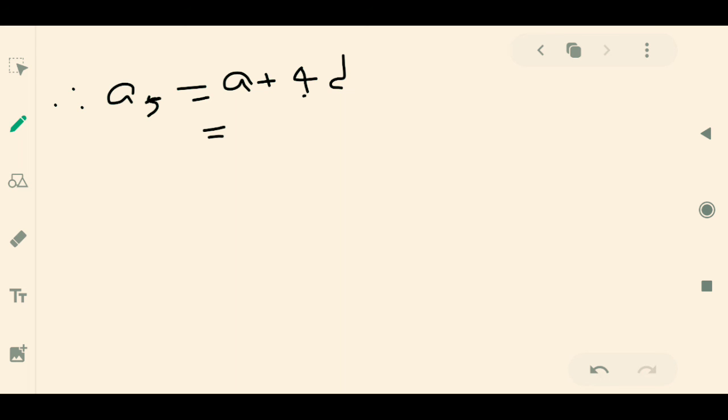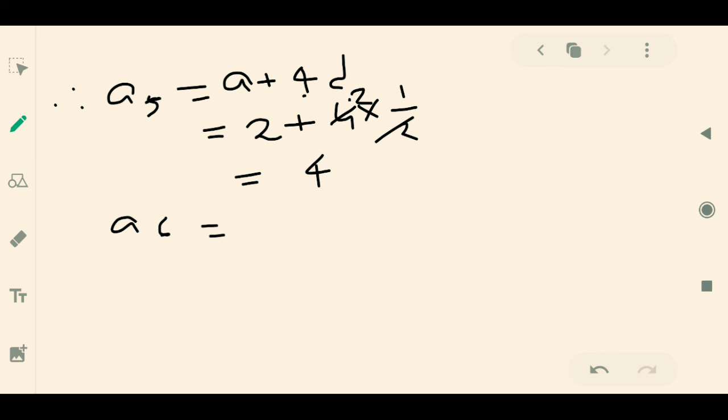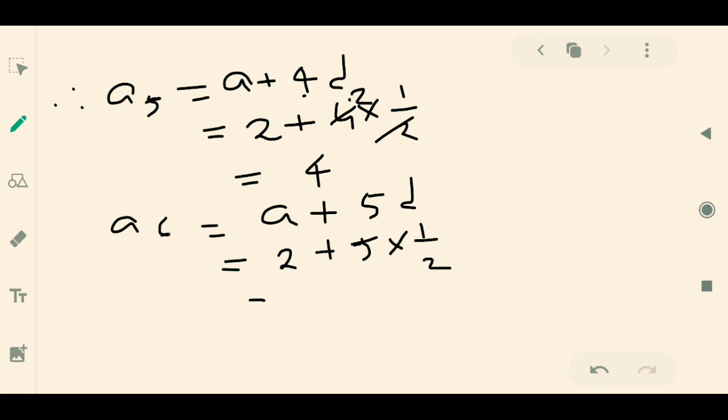A is the first term, which is 2, and the common difference we are getting is half. Add them: 4 into 1 by 2. Cancellation can be done, so we are getting 4. Then A6 we will get A plus 5D. So A means 2 only, and 5 into half. This is 2 plus 5 by 2, and if you simplify you will get 9 by 2.